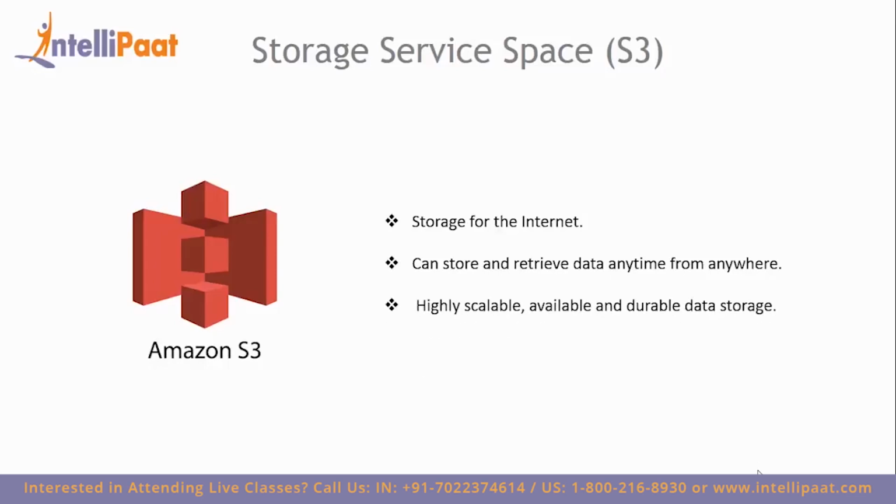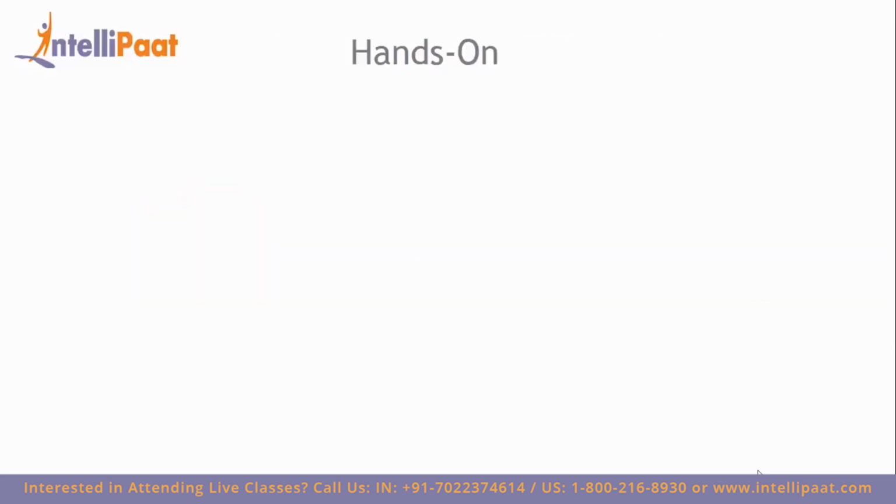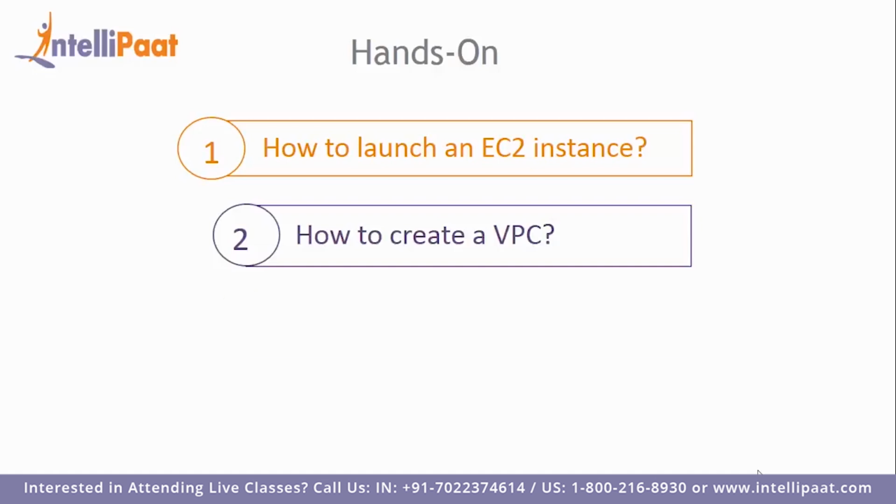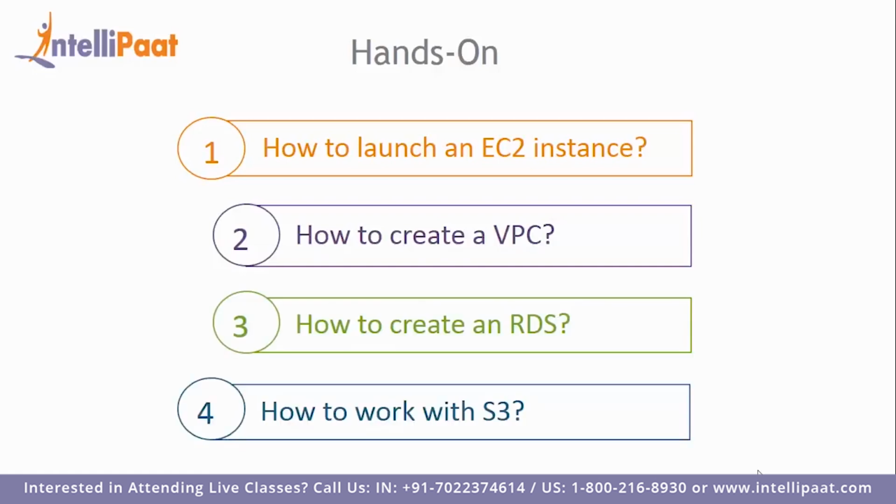It gives developers access to the same highly scalable, reliable, fast, inexpensive data storage infrastructure that Amazon uses to run its own global network of websites. The service aims to maximize benefits of scale and to pass those benefits on to developers. Let us now move on further to our practical session of this video, where we shall explore how to launch an EC2 instance, how do we create a VPC, an RDS, and S3 storage.